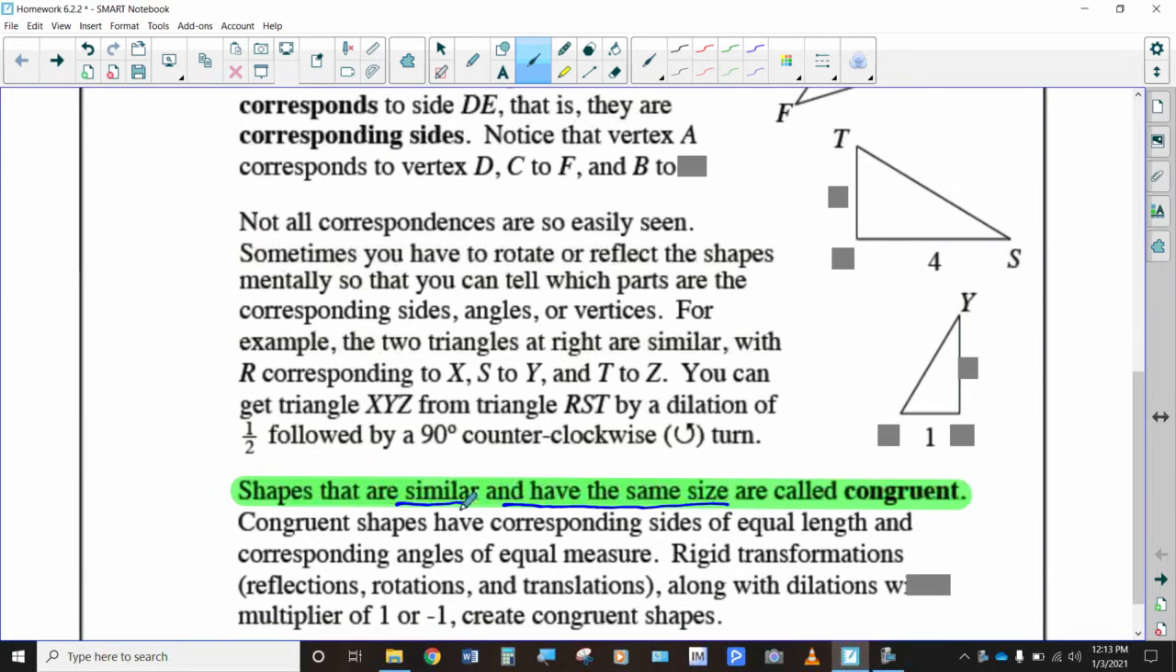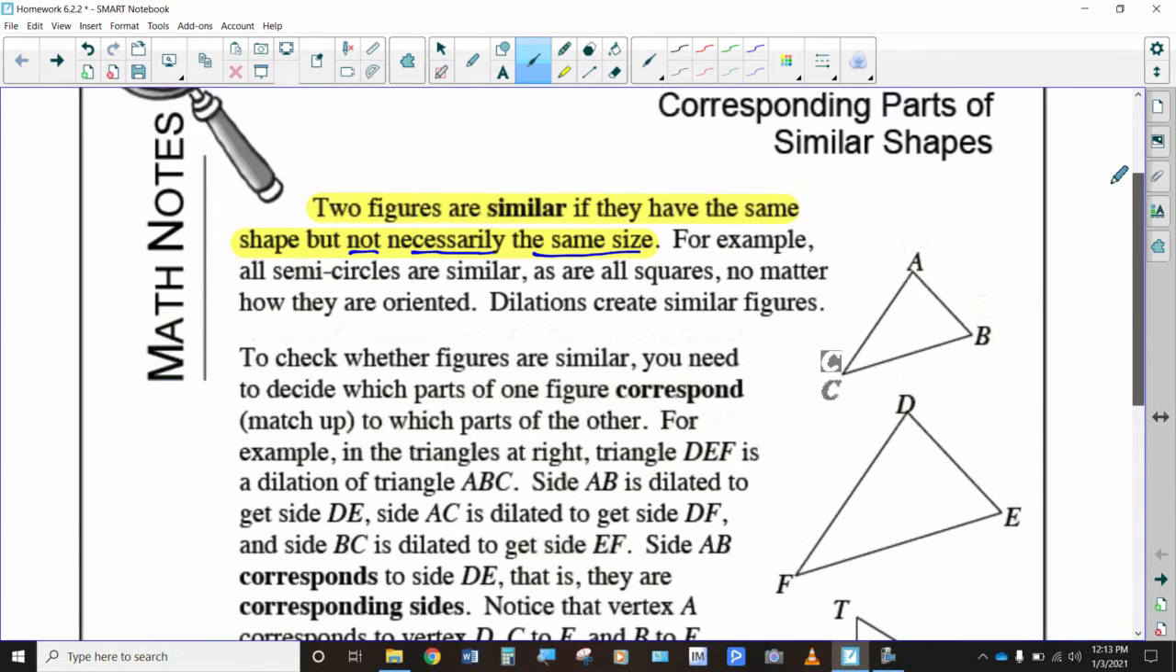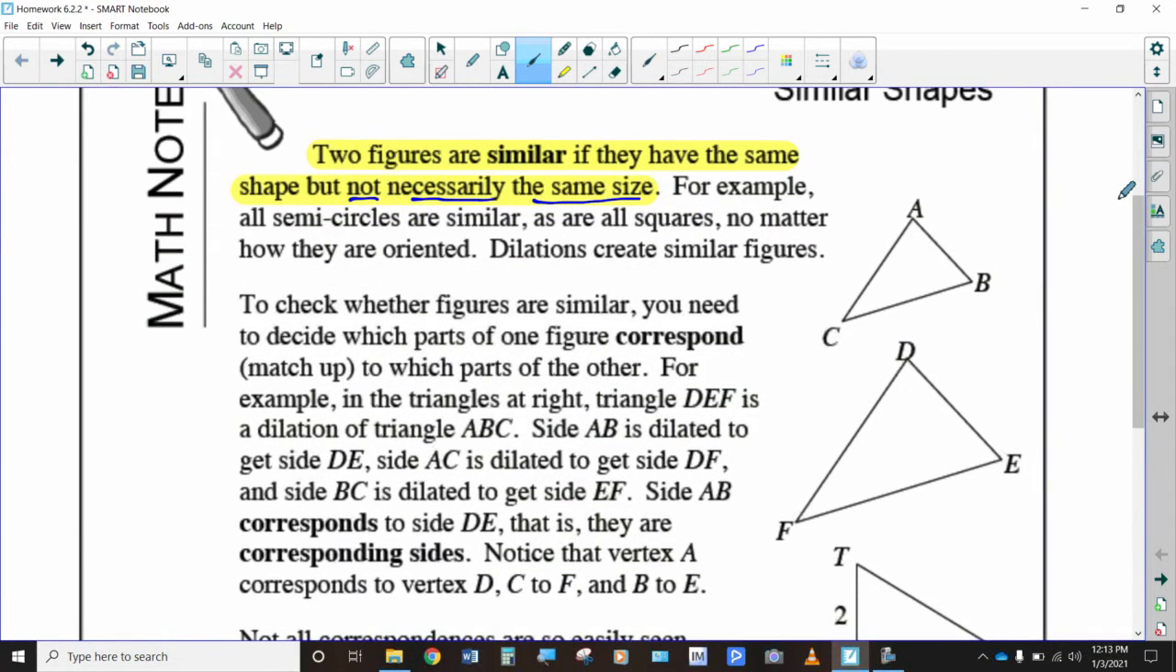When you have congruent shapes, they're going to be both the same size and the same shape. So they will be similar, but they are going to be the same size as well. When you take a look at two triangles, you look for the corresponding parts and check whether they're exactly the same length. You look at the corresponding sides and the corresponding angles. So let's come back, since this is really focusing on similar shapes, the corresponding sides and the corresponding angles.